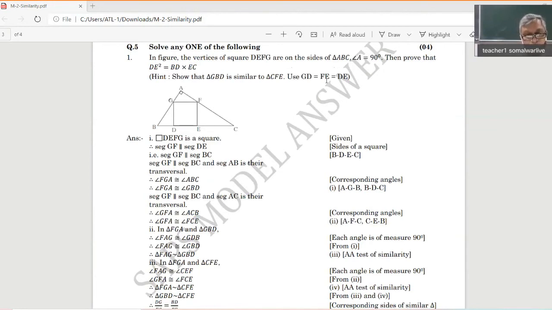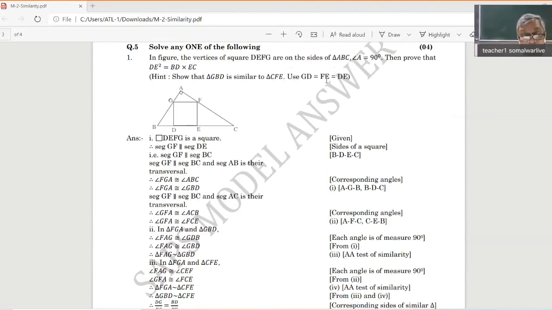Listen. Now, DEFG is a square. When it is a square, its opposite sides are parallel, and each angle is 90. So GF is parallel to DE. Automatically, GF will be parallel to BC. Why, sir? When part of the line is parallel, the full line is also parallel. Because GF is parallel to DE, and DE is a part of BC, BC will be parallel to GF. Therefore, GF is parallel to BC.